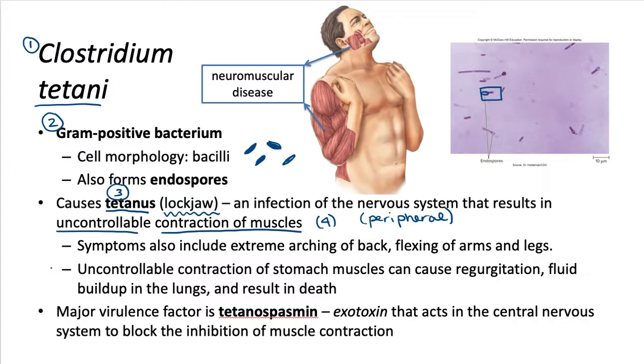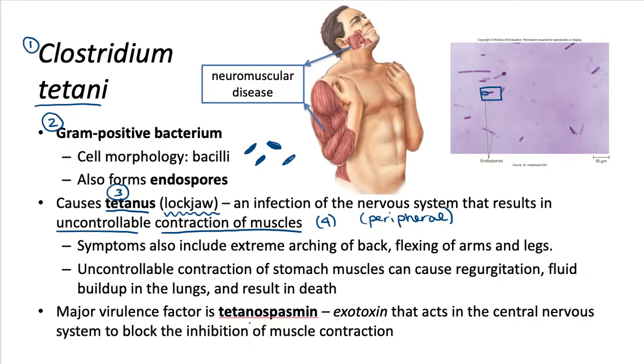The most serious symptom will be when the stomach muscles start uncontrollably retracting. This will cause regurgitation of the stomach fluids up out of the stomach into the esophagus, and that can fill up the lungs. If the lungs fill up with this fluid, then that is the most likely cause of death. So a tetanus infection can be very dangerous.